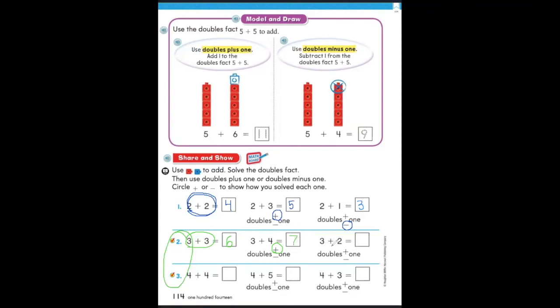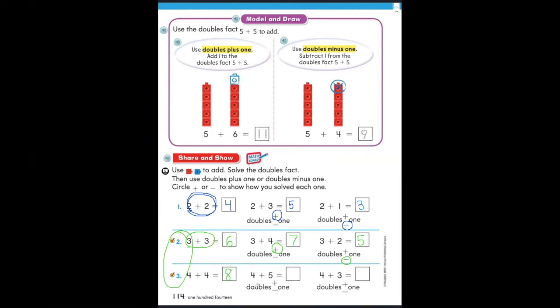And next, 3 plus 2 equals a sum. Since 2 is one less than the other addend, 3, then we need to use doubles minus 1. 3 plus 2 is the same as saying 3 plus 3 minus 1. 3 plus 2 equals 5. And let's take a look at number 3 now. The addition sentence says 4 plus 4. 4 plus 4 is 8.